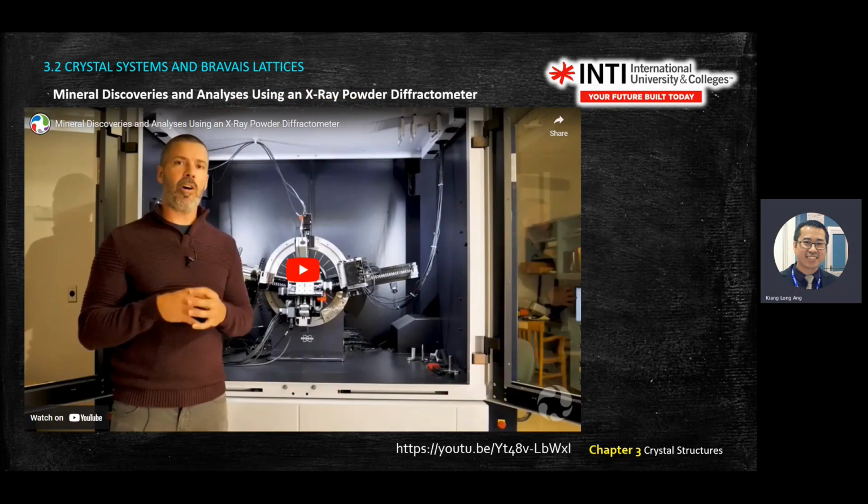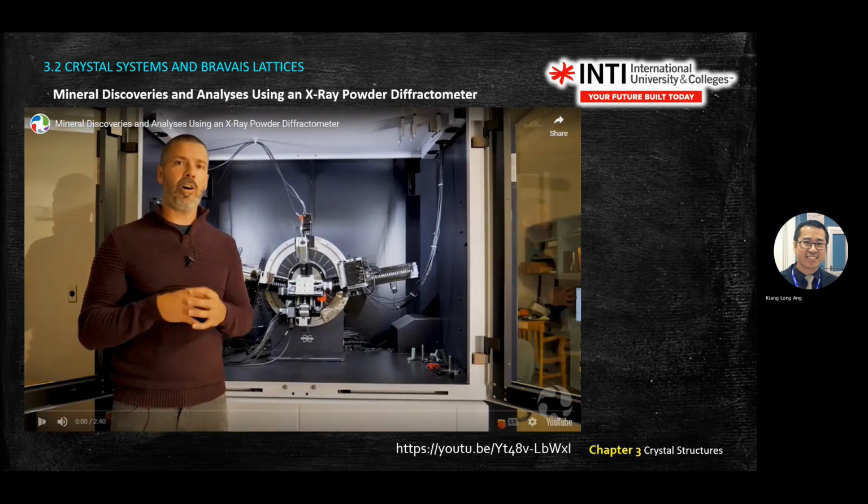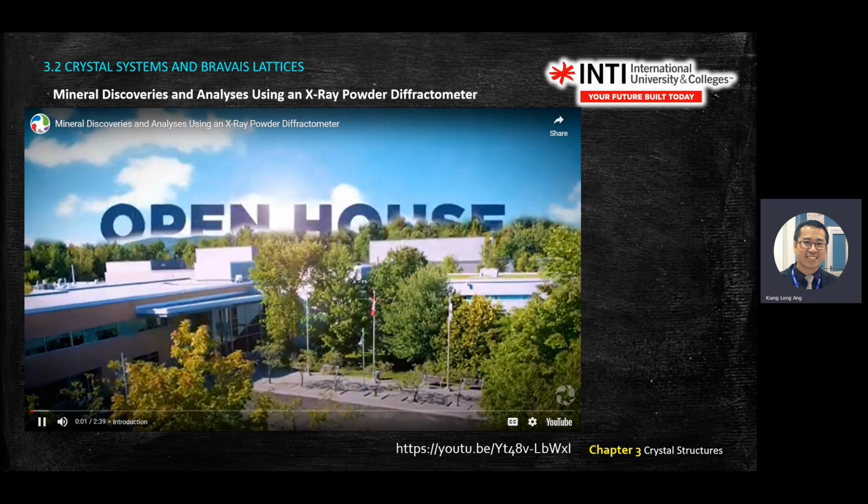I'll give you a video so that you understand, and when you see one, you know that it is an X-ray diffraction machine. Okay, so this is an X-ray diffraction machine.